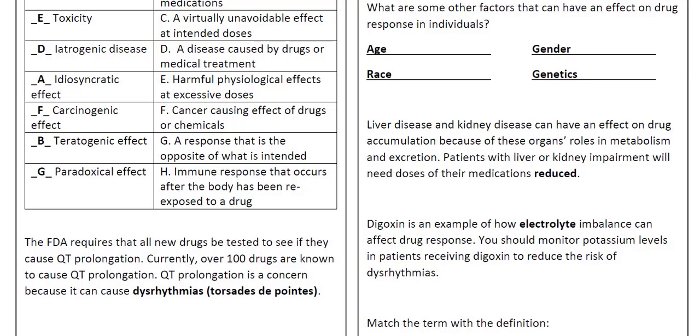Another important adverse drug reaction that we need to discuss is QT prolongation. The QT interval on an electrocardiogram measures the time it takes for the ventricle of the heart to repolarize after each contraction. QT prolongation can cause fatal dysrhythmias, specifically torsades de pointes. The FDA requires that all new drugs be tested to see if they cause QT prolongation. Currently, over 100 drugs are known to cause QT prolongation.